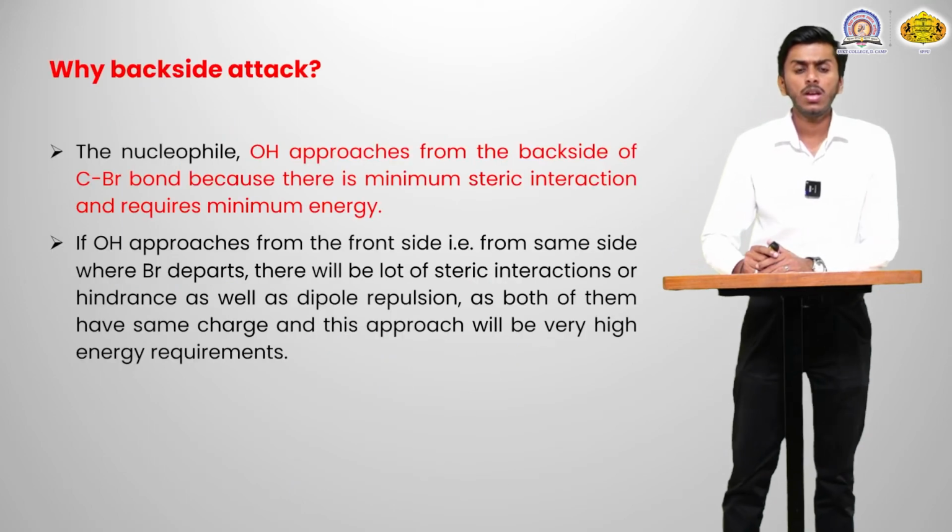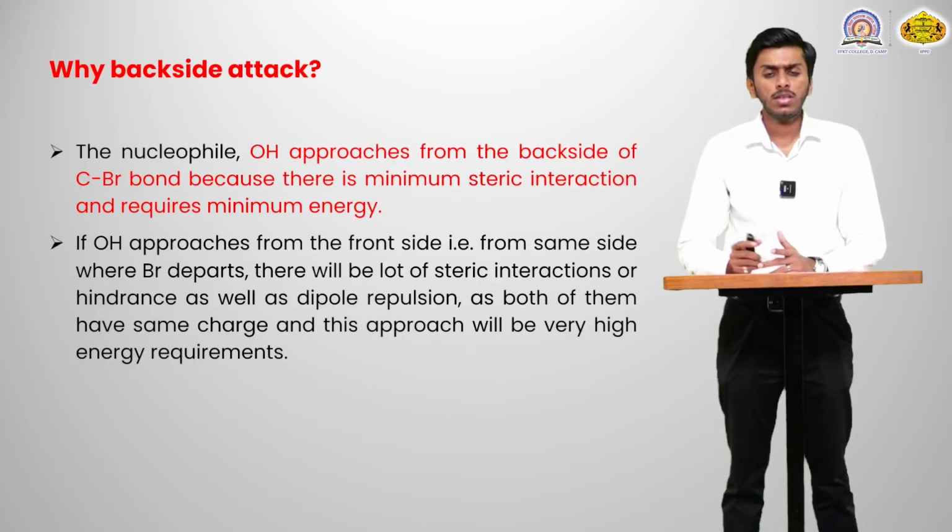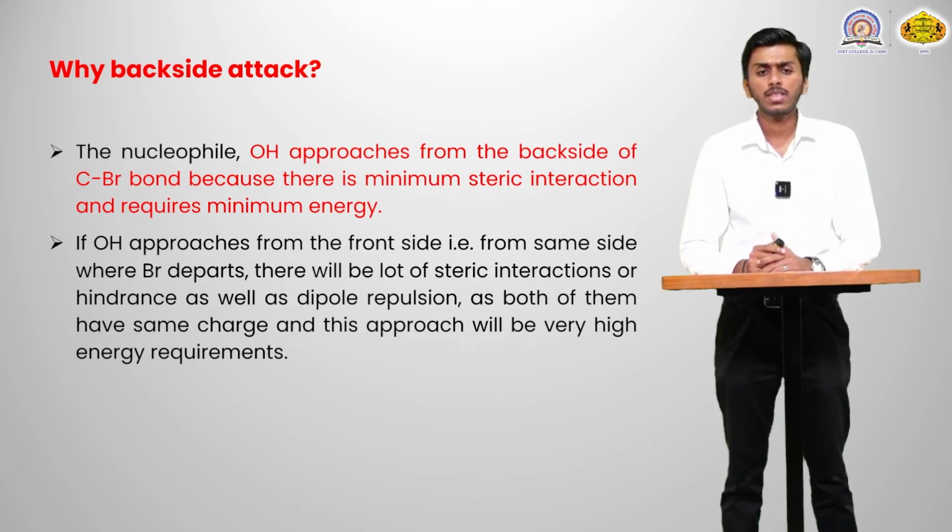Here one question arises: why does the nucleophile approach from the back side? Why is backside attack happening here? The nucleophile OH- approaches from the back side of the C-Br bond because there is minimum steric interaction and it requires minimum energy. If OH- approaches from the front side, that is from the same side as Br, there will be a lot of steric hindrance and dipole repulsion, as both of them have the same charge, and it requires higher energy. That's why the front side attack is not possible in the SN2 case, and there is a backside attack with inversion of configuration.